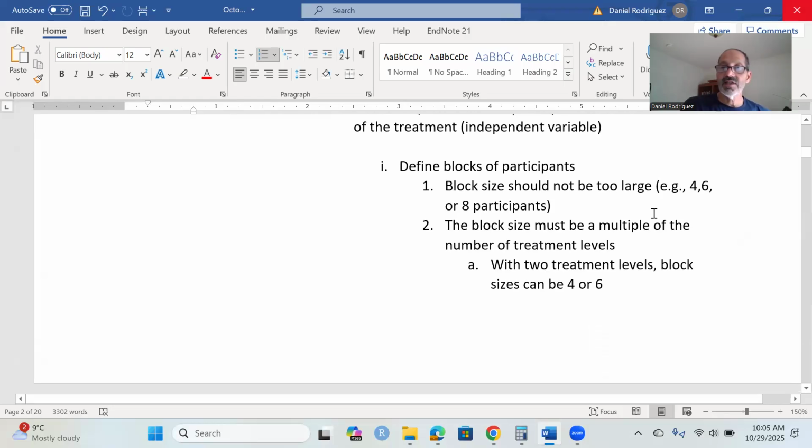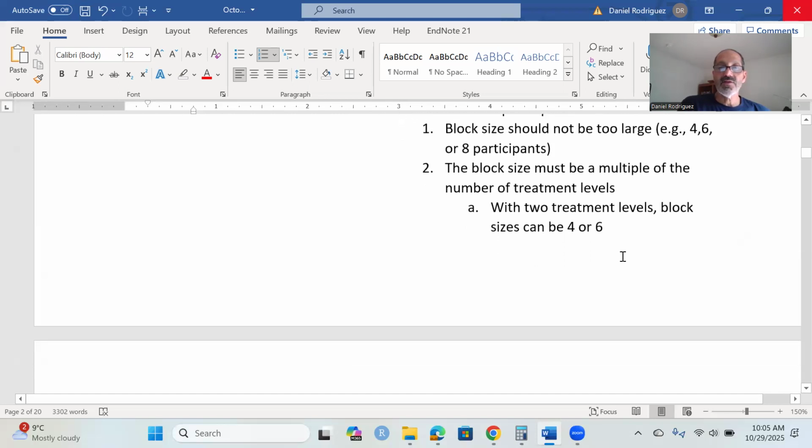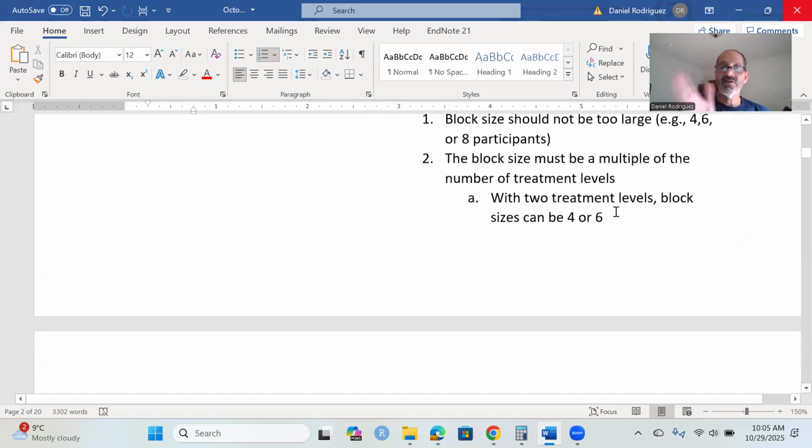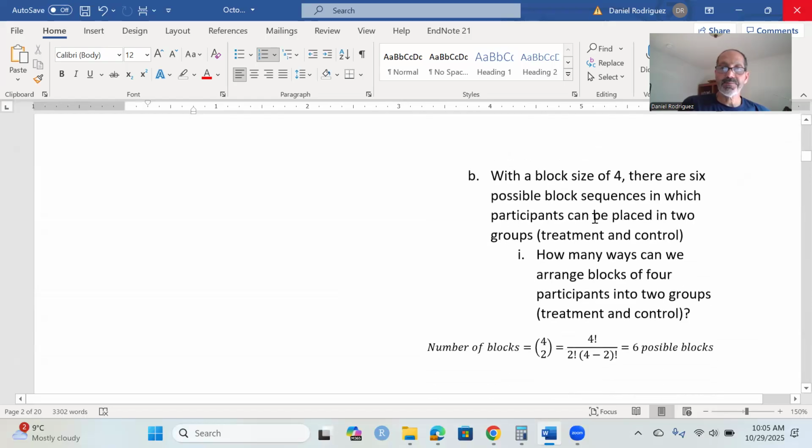Block size should be not too large. For instance, a block could be 4, 6, or 8 participants. You're going to put participants in these blocks, right? Block size must be a multiple of the number of treatment levels. So if we have two treatment levels, like placebo and pill, that's two. Either you're going to be in the placebo group or in the pill group. The size should be a multiple of that, like 4 or 6.